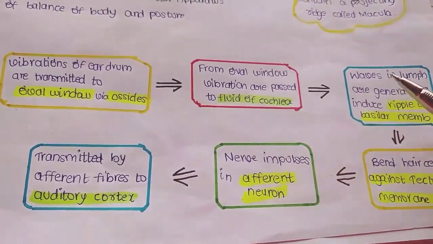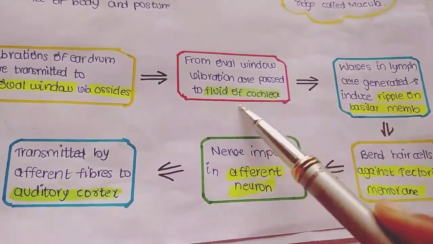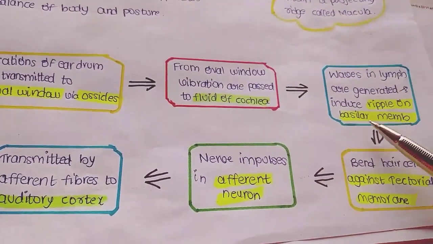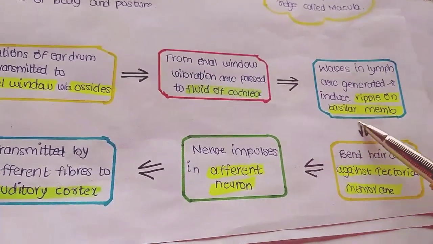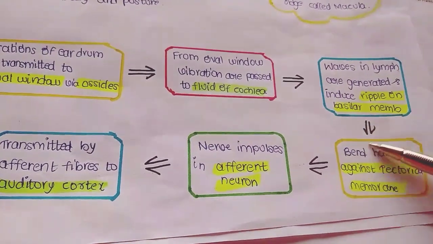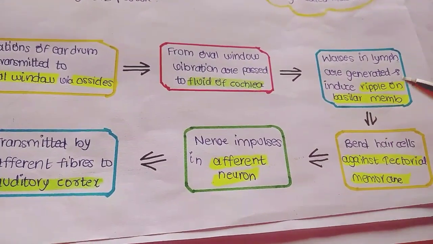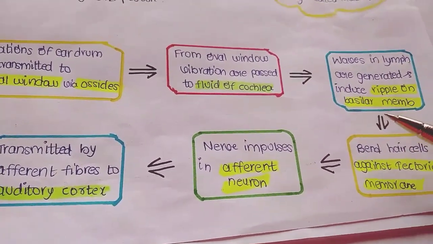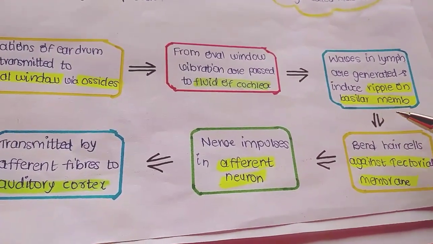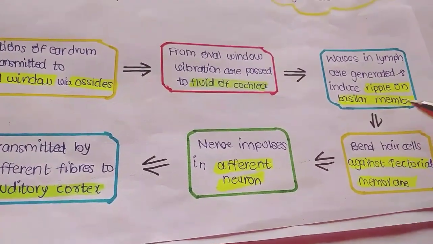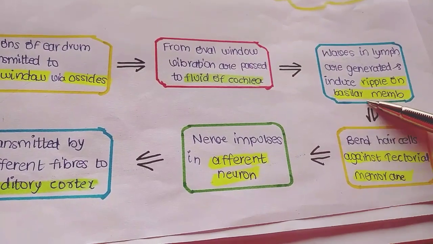As a result, waves in lymph are generated in the fluid of the cochlea and they induce ripples on the basilar membrane. The basilar membrane is a membrane located in the cochlea, and along with the Reissner's membrane, it divides the cochlea into the upper scala vestibuli and the lower scala tympani. An organ of Corti is a structure located on the basilar membrane.